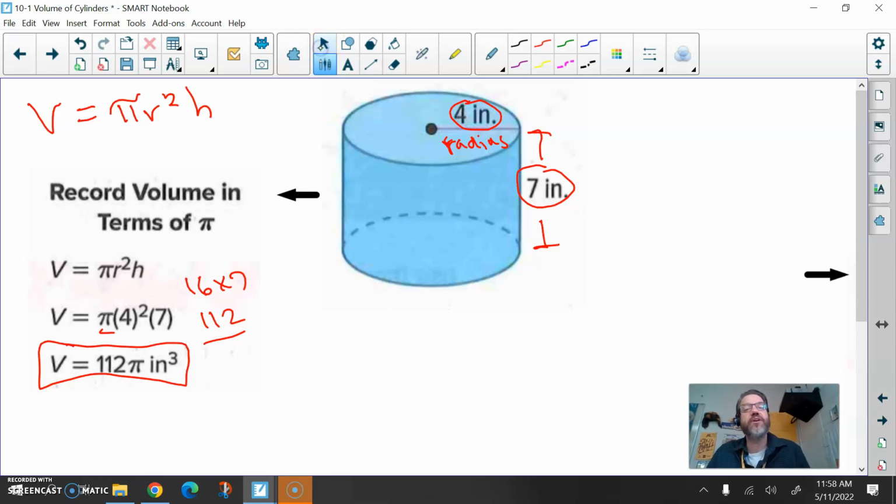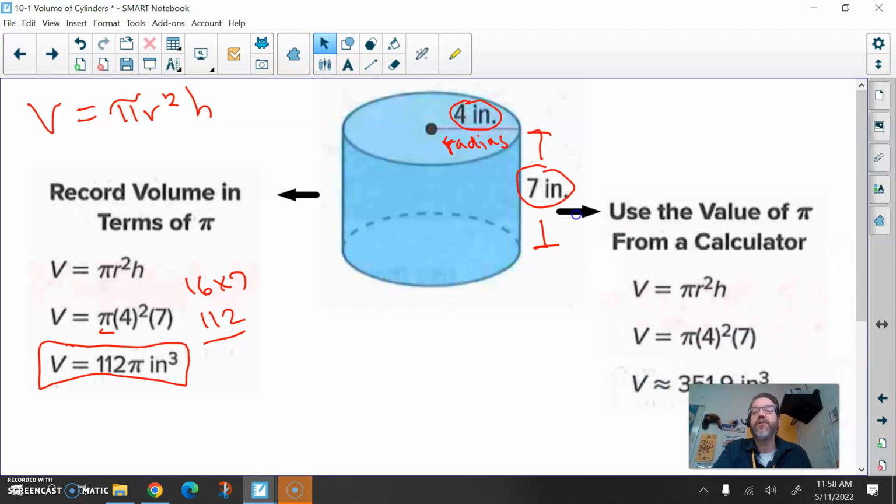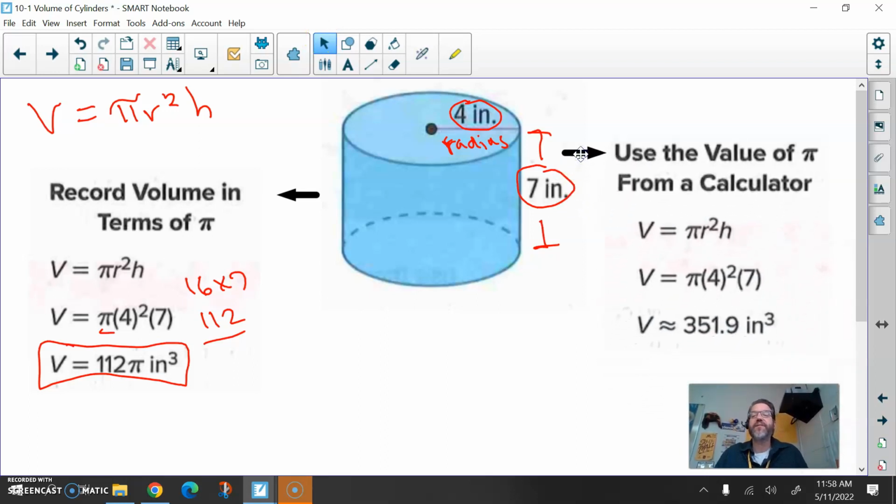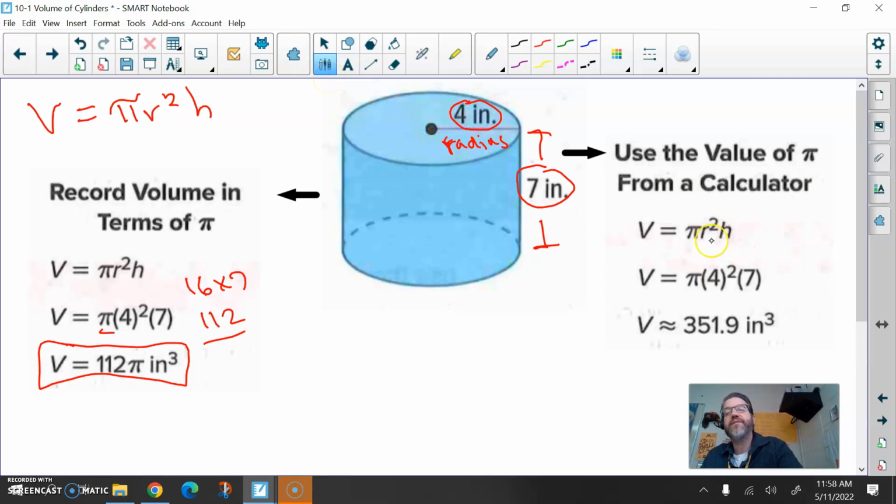All right, now if you look over here, we could use the value of pi from the calculator. Now, normally I would say, hey, use 3.14 in place of your value for pi. Okay? And so you'd take 3.14 times 4 squared times 7. Okay? So that's 3.14 times 16 times 7. Honestly, we already know 16 times 7 is 112.